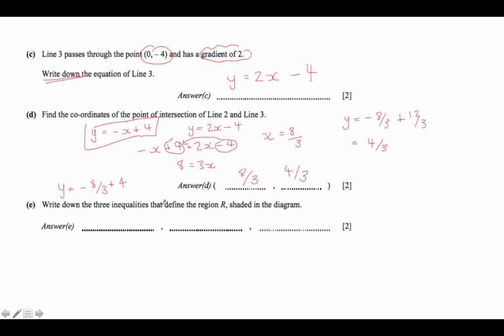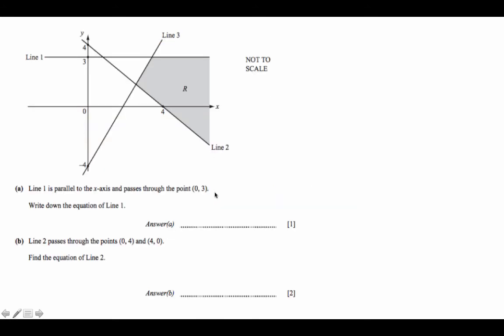Write down the 3 inequalities that define the region shaded in the diagram. Well, if we just flip back to this diagram here, we can see that the region is less than this line. So this line we said was y equals 3. So the shaded region is bound by y being less than or equal to 3. So that's one of the inequalities.